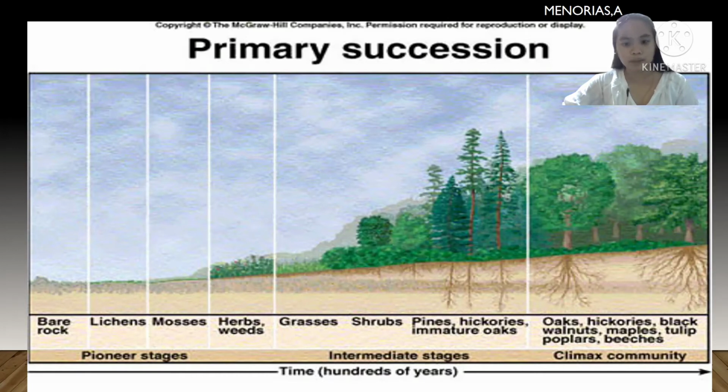Then, from time to time, it evolves. Then lichens, mosses, herbs, and weeds form, until it reaches the intermediate stage, where the grasses are already formed, the shrubs, pines, hickories, immature oaks, then until such time it reaches the climax community, where large trees already form, such as oaks, hickories, black walnuts, maples, tulip poplars, and beeches.